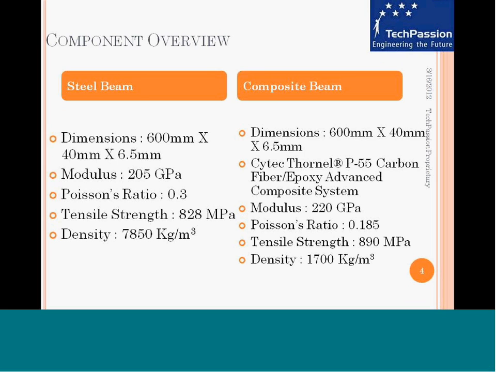We take a composite beam of similar dimensions but made of an advanced composite system consisting of carbon fiber and epoxy, which gives it a tensile strength of 890 megapascals. So it's technically stronger than the steel beam, which has a tensile strength of 828 megapascals. The modulus is again higher, 220 gigapascals. Poisson's ratio is 0.185. And much lighter, so the density is 1,700 kilograms per meter cube.